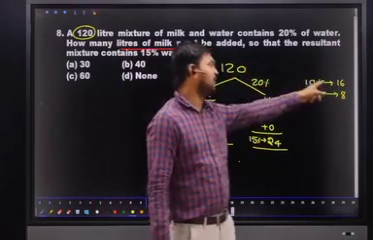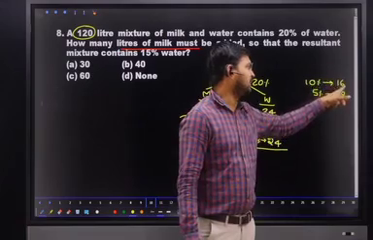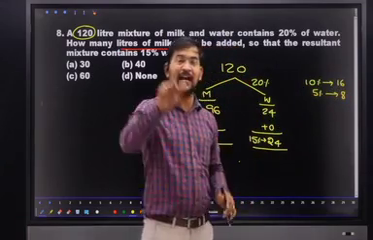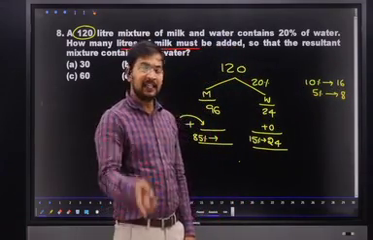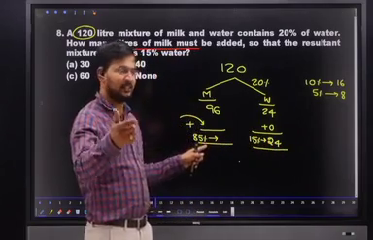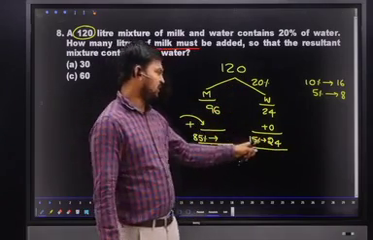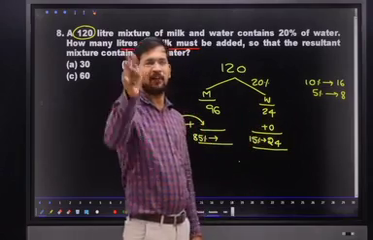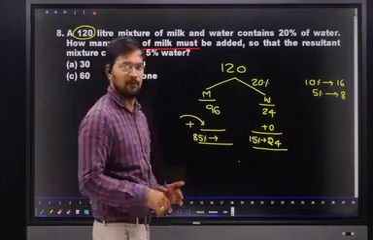100% is nothing but 160. 10% is 16. In that 100%, just subtract 15%, then we will get 85%. 160, just subtract 24. Subtract 20, 140. Subtract 4, 136.